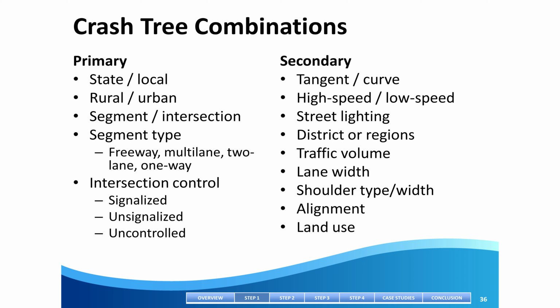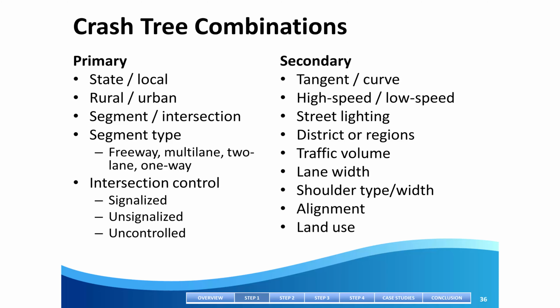Some of the secondary variables you may want to use, if this information is available, you can start to look at whether the crashes are occurring on tangents or curves, high-speed or low-speed roads, and so on. Many of those could become risk factors as well. So there's a fine line or a gray area as to what should be included in the crash tree versus what you might want to look at as a risk factor later on.